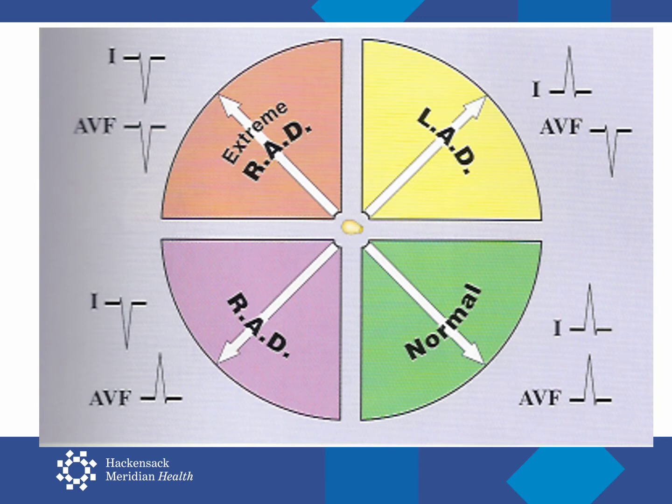And if you see a negative deflection in 1, that should be your first thought, that the limb leads were reversed. A true right axis deviation is rare, but it does occur, and it can be seen in lung disease and other conditions. A negative deflection in 1 with a positive in aVF is a right axis deviation.